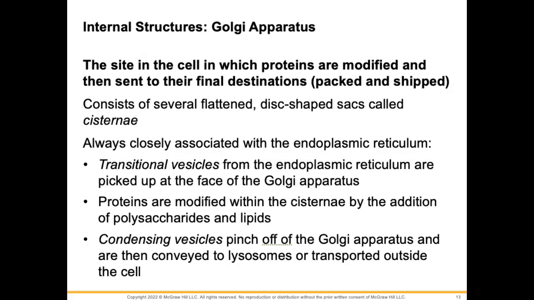So the Golgi apparatus consists of flattened disc-shaped sacs called cisternae. These are always closely associated with the endoplasmic reticulum. There are transitional vesicles from the ER that are picked up at the face of the Golgi apparatus. Proteins are modified within the cisternae by the addition of polysaccharides and lipids. Condensing vesicles pinch off the Golgi apparatus and are then conveyed to the lysosomes or transported outside the cell.